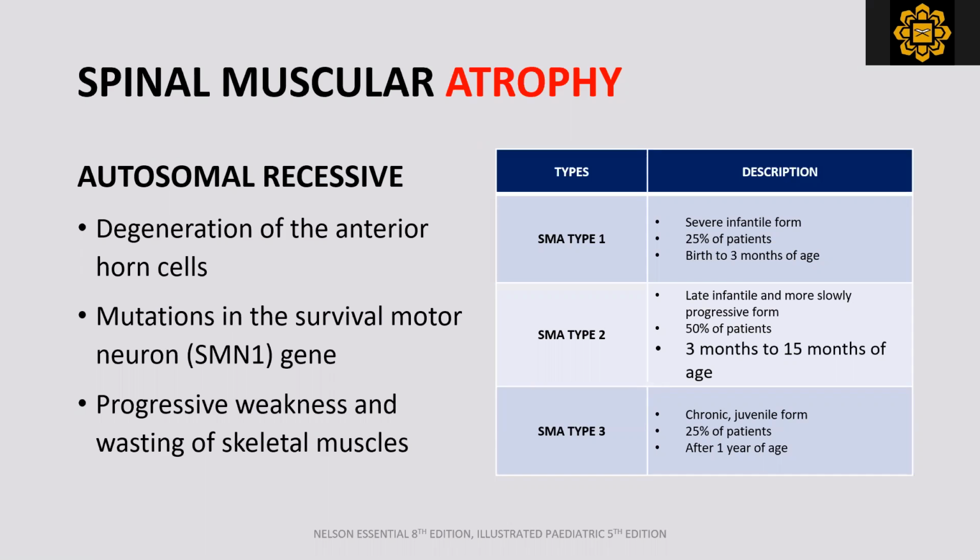Basically, in the classification of SMA, the higher the type, the less severe it is. SMA type 2 is a late infantile and more slowly progressive form. 50% of patients usually present at the age of 3 months to 15 months. And lastly, type 3, the chronic juvenile form, usually presents after 1 year of age, and usually the prognosis is quite a bit better compared to the previous types.